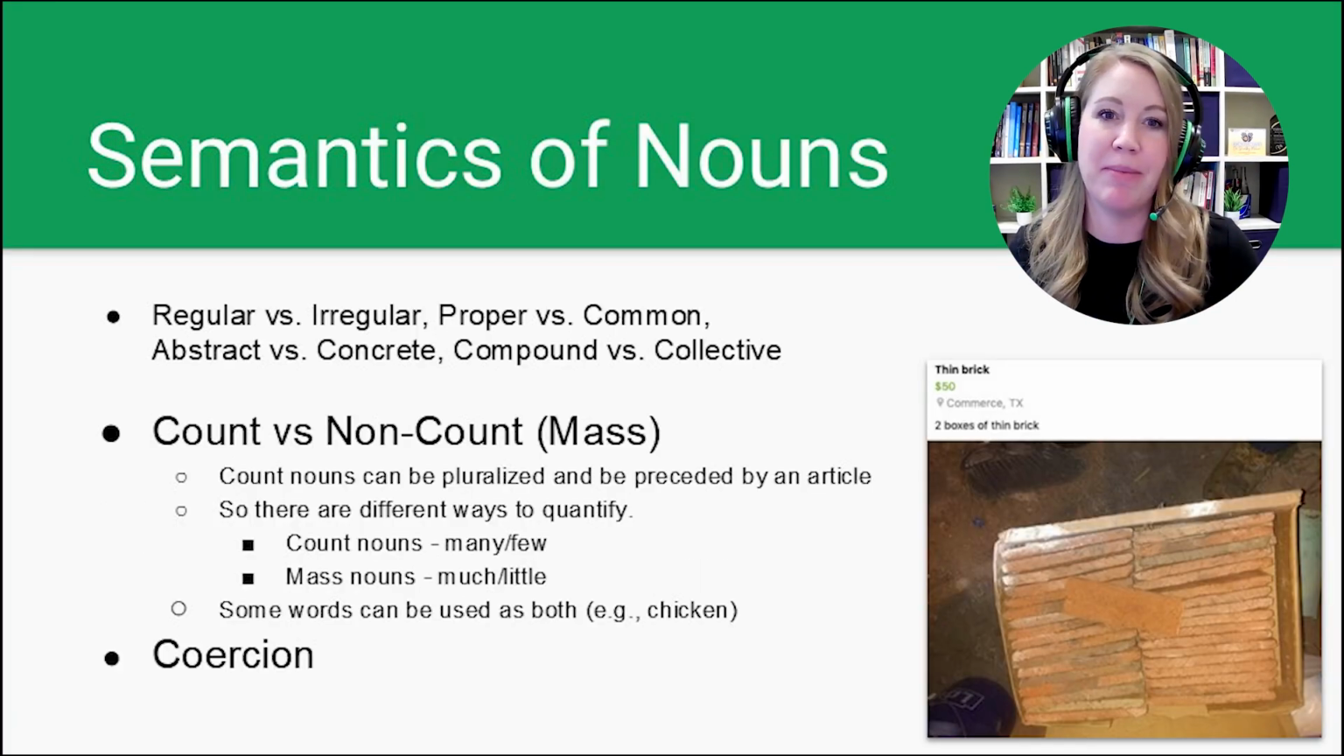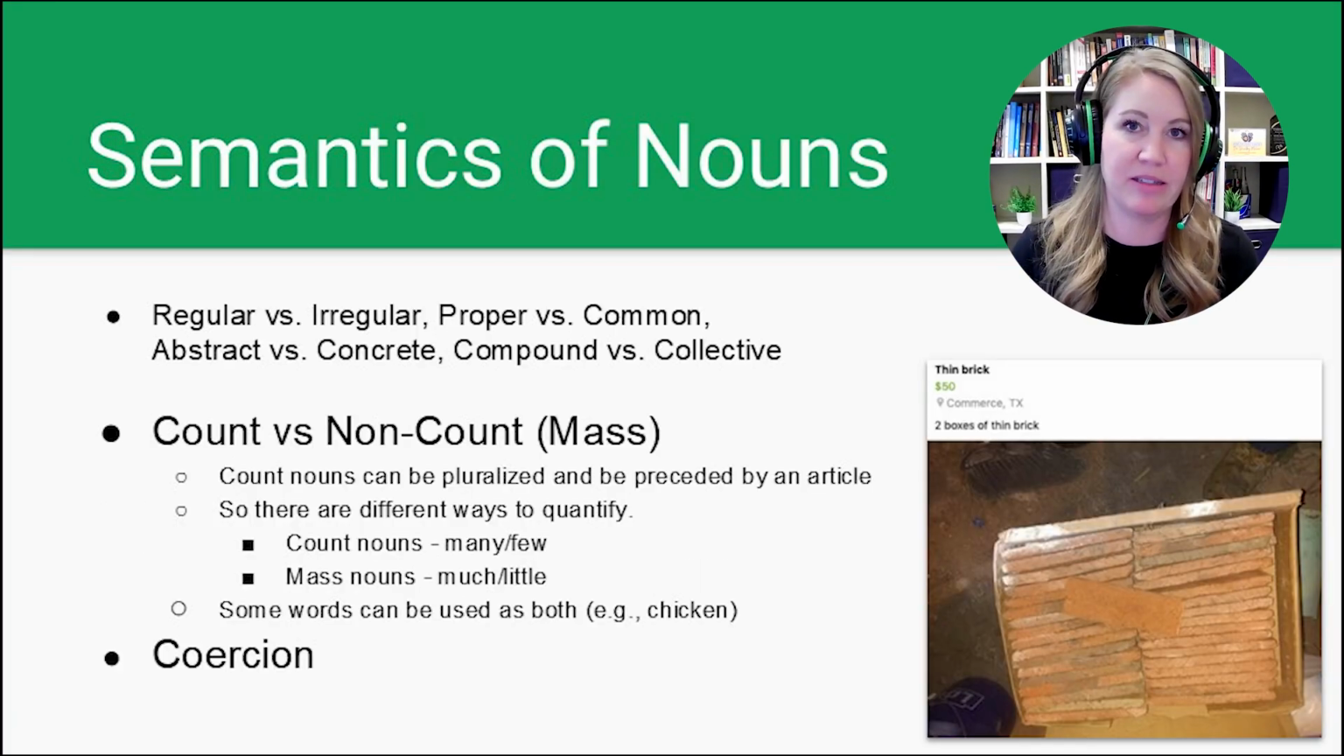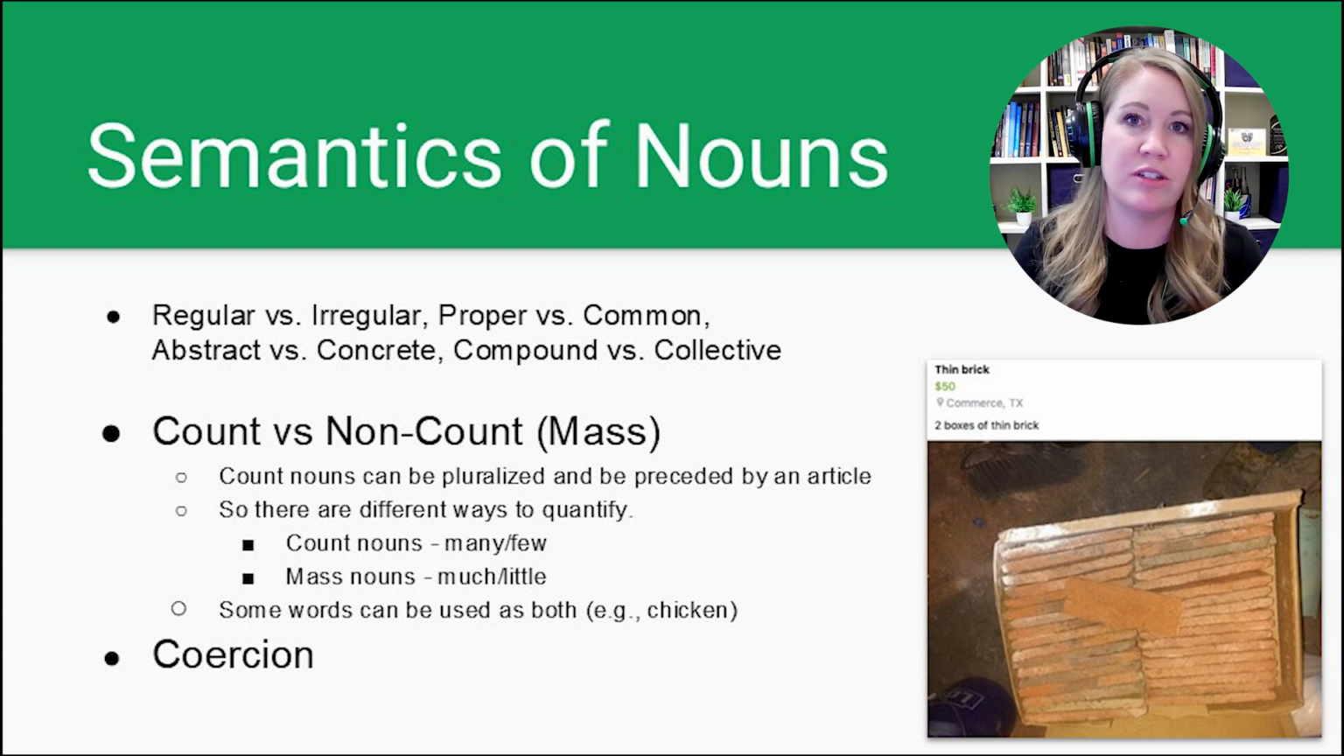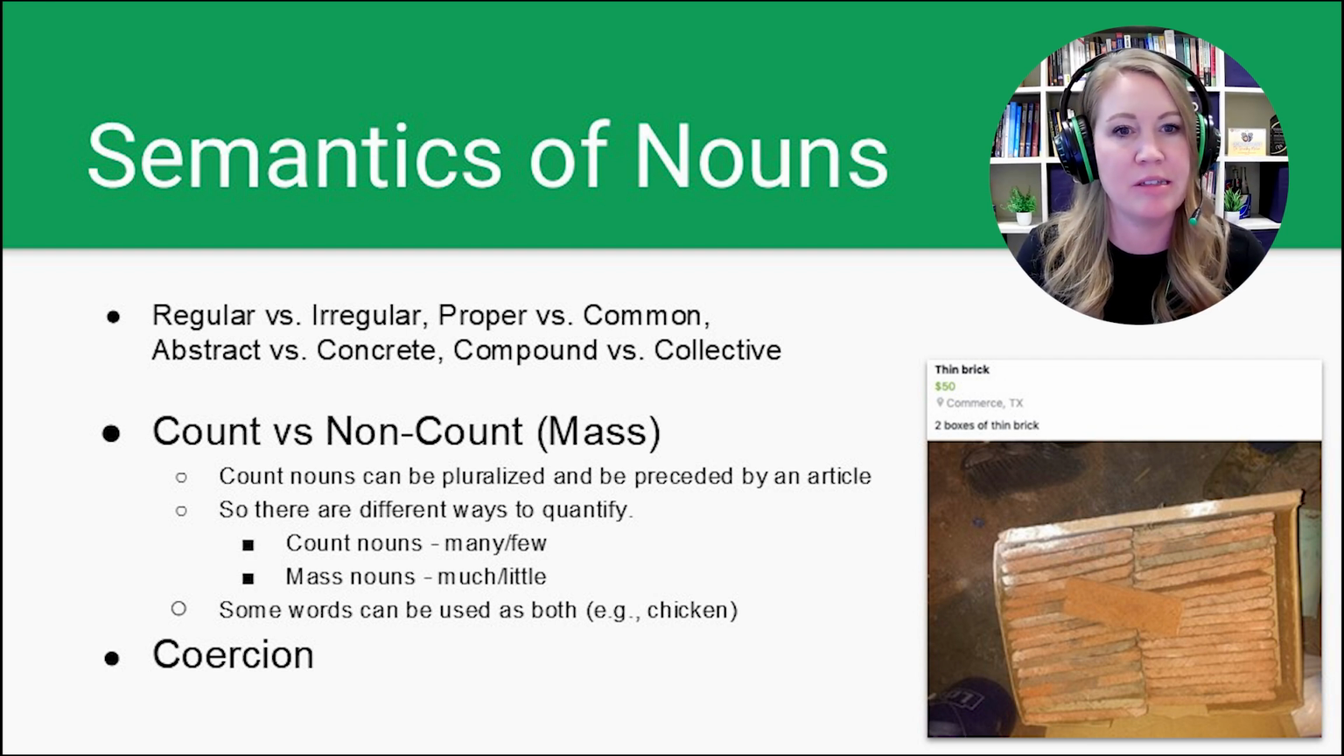So let's talk about the semantics of nouns, starting with the basics. We're not necessarily covering anything radically new here, but some points might surprise you. We'll see. We just covered regular versus irregular nouns. You're likely already familiar with proper versus common nouns, as well as abstract versus concrete. Then there's compound versus collective.